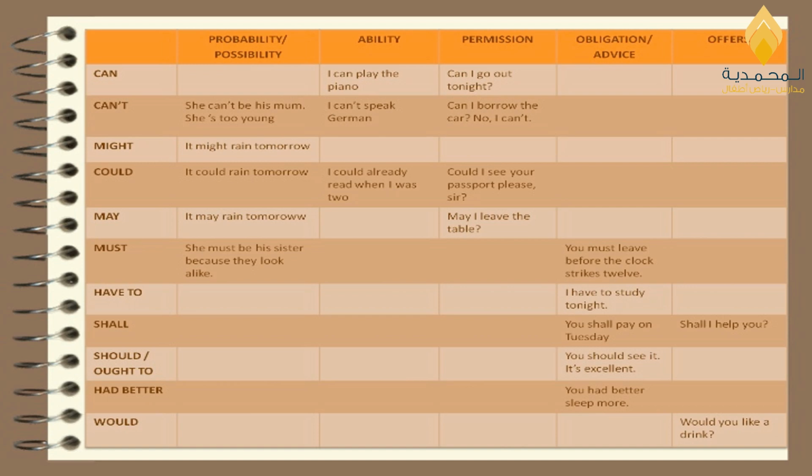Have to, we use it for obligation. I have to study tonight. Shall for advice and offers, like you shall pay on Tuesday or shall I help you? Should or ought to give us the same meaning for advice. You should see it, it is excellent. And here we have had better and would. Also, we can use had better for obligation, you had better sleep more, and would for offers, would you like a drink?